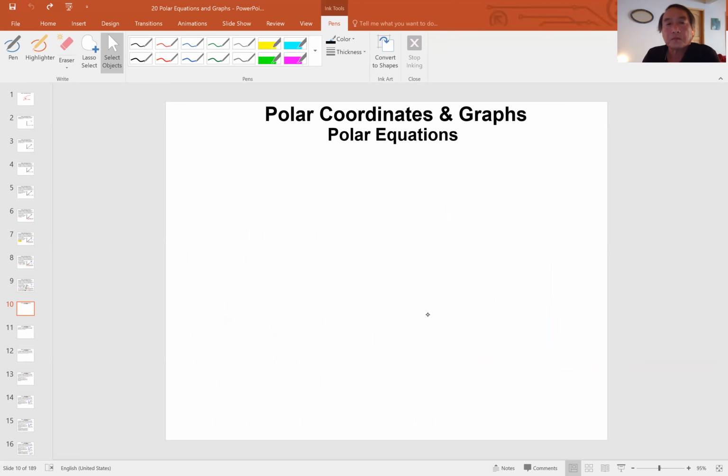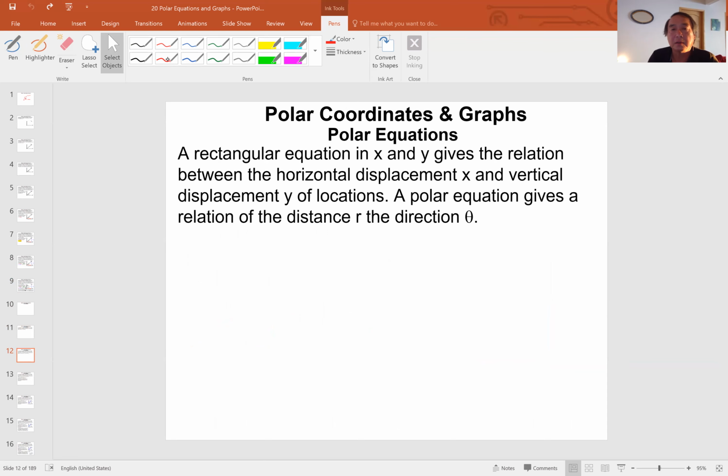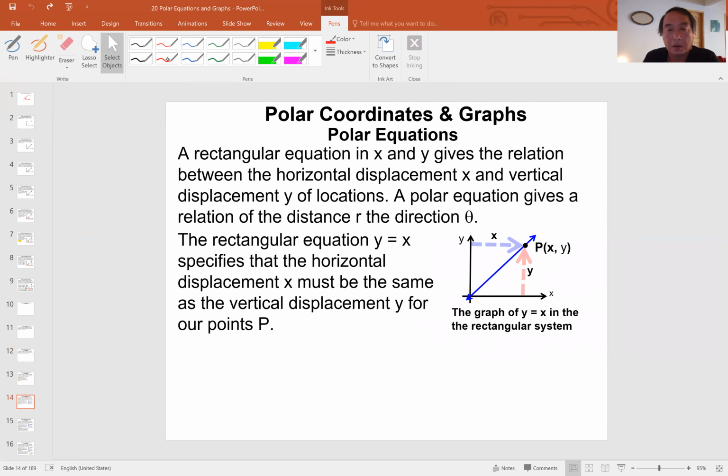Now let's take a look at polar equations. In the rectangular coordinate system, we have the xy equations. X represents, remember, the horizontal displacement, and Y represents the vertical displacement to locate the point. On the picture, the equation x equals y means you walk the same distance horizontally and then walk up vertically the same distance, to wind up at the point where x equals y, a particular point.